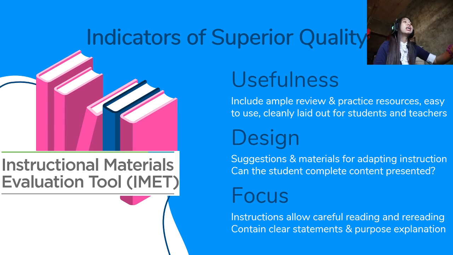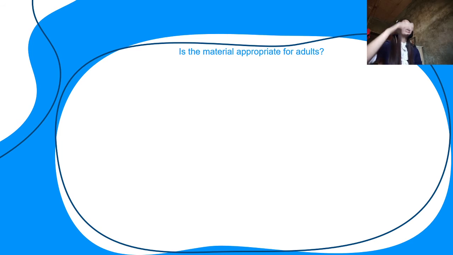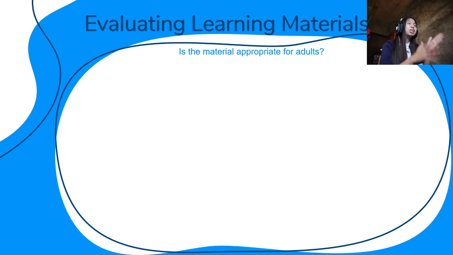This is how they evaluate their instructional material for superior quality. Okay, so this is actually a toolkit for evaluating alignment of instructional and assessment materials to the Common Core State Standards. So this is from the US, the United States of America. Okay, other researches. We have another research in evaluating learning materials, wherein there are a lot of indicators for this one.